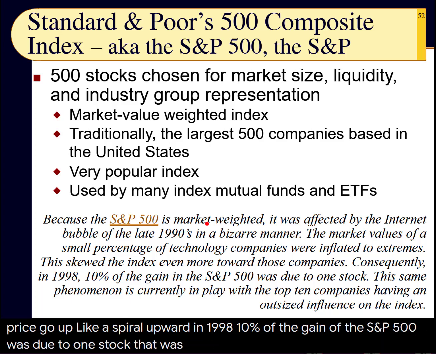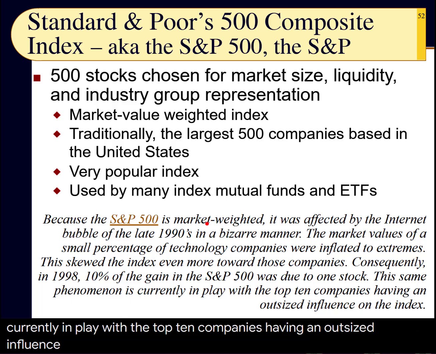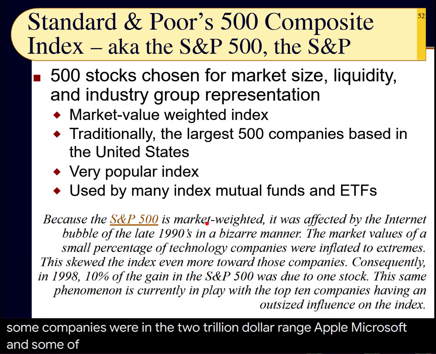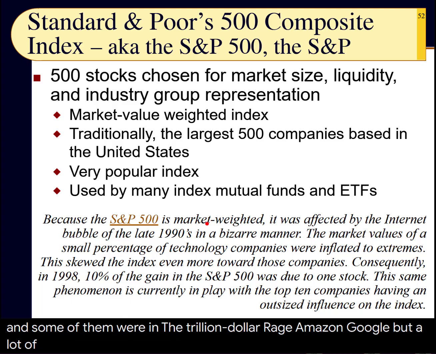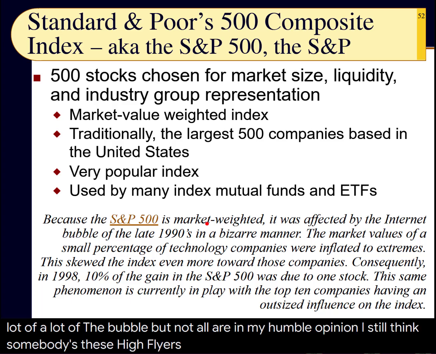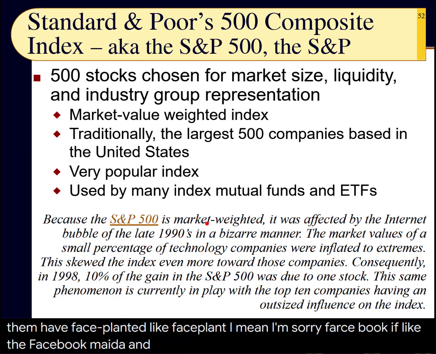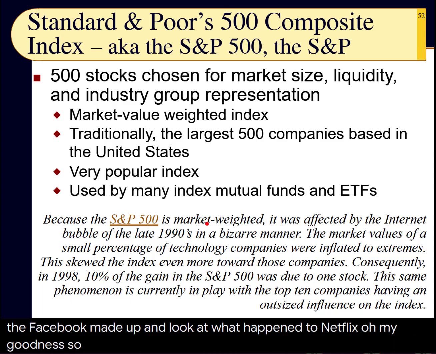In 1998, 10% of the gain of the S&P 500 was due to one stock. That was Microsoft. This same phenomenon is currently in play with the top 10 companies having an outsized influence on the index, but much less than it was before 2022, where some companies were in the $2 trillion range, Apple, Microsoft, and some of them were in the $1 trillion range, Amazon, Google. But a lot of the air has come out of the bubble, but not all air, in my humble opinion. I still think some of these high flyers, as they call them, are fallen angels, but some of them have faceplanted. I'm sorry, Facebook, Meta, and look at what happened to Netflix. Oh my goodness!